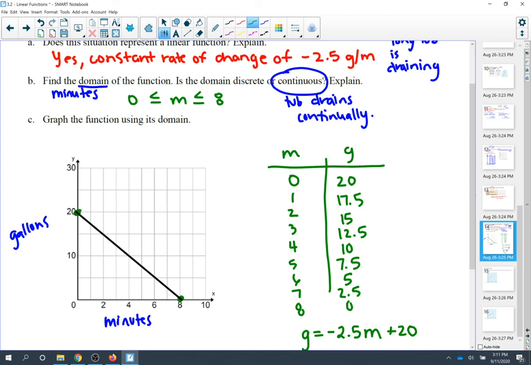If you take a look at our graph, I'll just check a couple. We said at 2, we should be at 15. Oh, look at that, we're right there at 15. At 4, we should be at 10. Oh, look at that. At 6, we should be at 5. And in this example, we specifically connected with a line because we said it was a continuous domain.